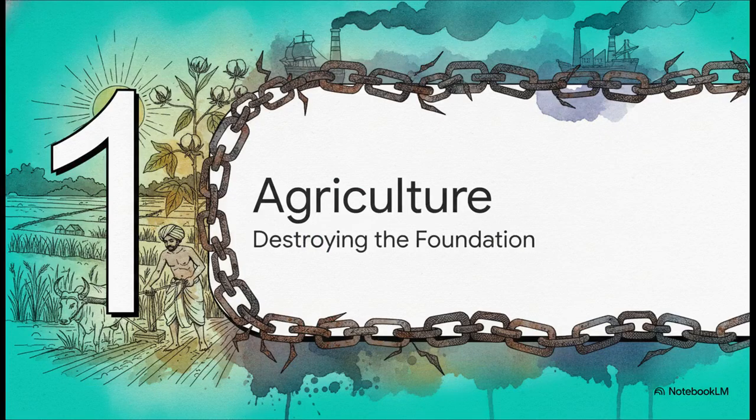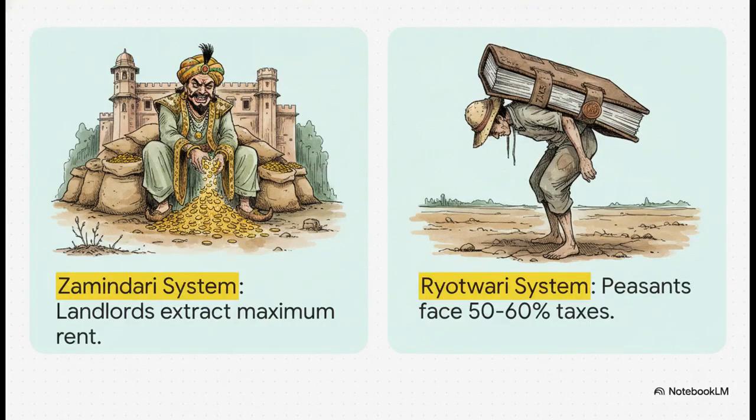Section 1. Agriculture and the zamindari system, destroying the foundation. The colonial government came in and introduced entirely new land tenure systems that basically upended rural life within the agricultural sector. On one hand, you had the zamindari system, introduced in 1793, where landlords owned the land and extracted the absolute maximum possible rent. On the flip side, you had the Raitwari and Mahalwari systems. Under these, peasants supposedly retained ownership, but they faced crushing direct taxes. We're talking up to 50 or 60% on irrigated land.